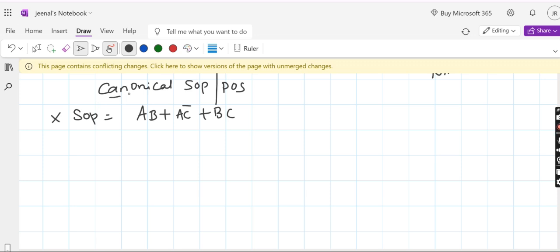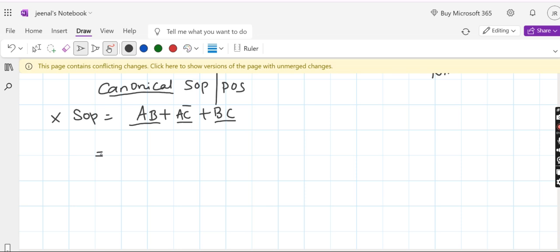What does a canonical SOP say? It says the number of variables that are available in an entire equation, all the variables should be available in every single term. For example, in the first term, C is missing. In the second term, B is missing. And in the third term, A is missing. Irrespective of that variable being in a simplest form or its complement form, it should be present. So we need to convert this form of equation into a canonical SOP. So how do we do this?